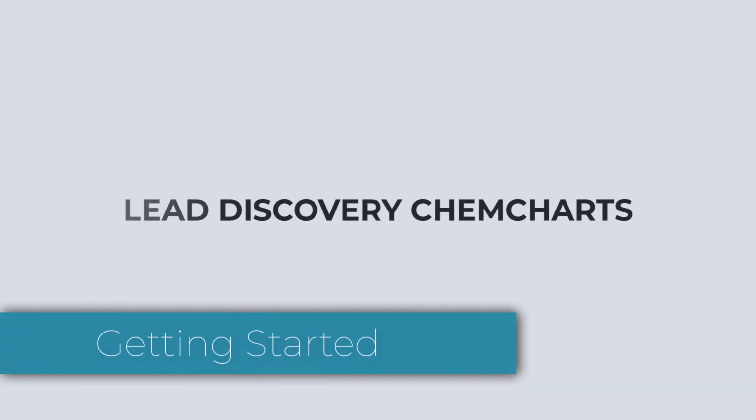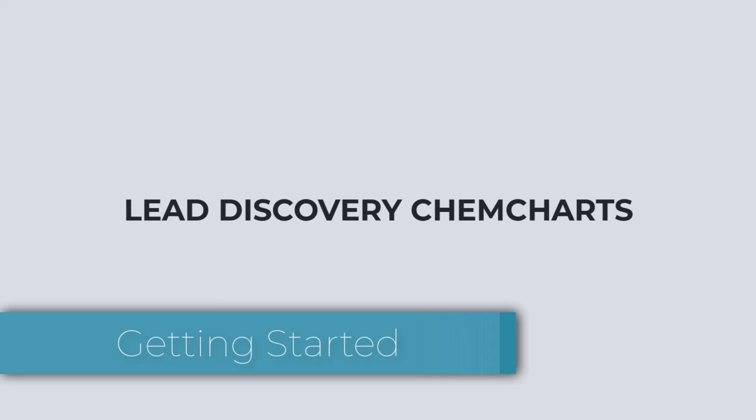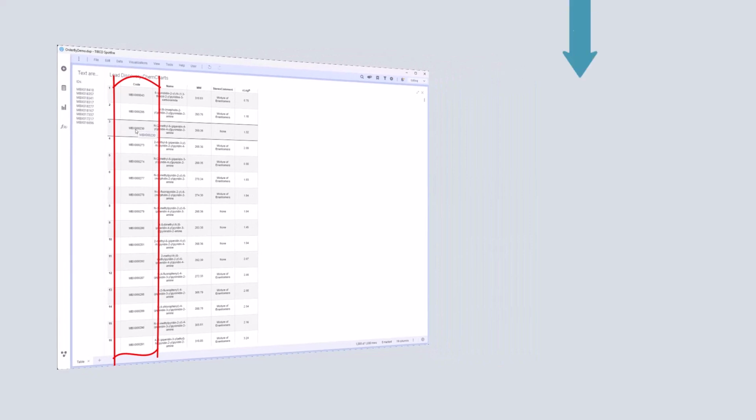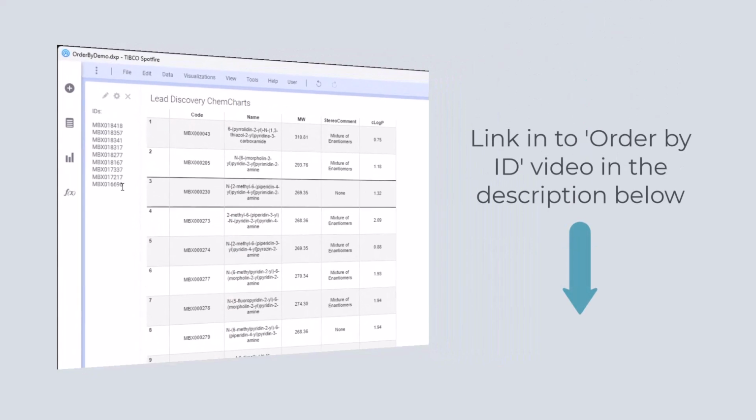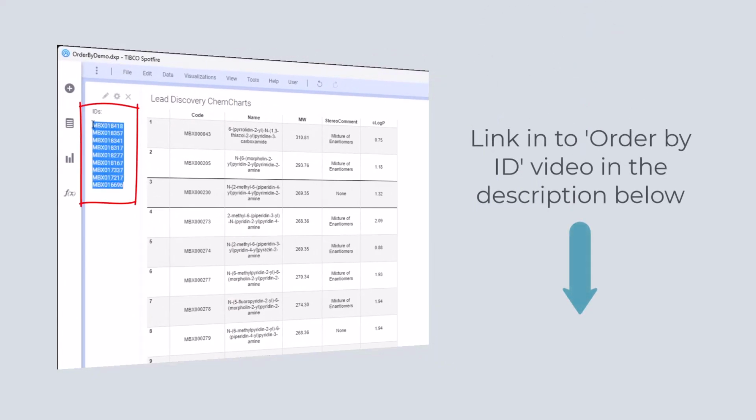Hello everyone. In this video, I'll be demonstrating how to write a Spotfire data function using Lead Discovery ChemCharts. The data function I'll be writing is called order by ID, or order by identifier. And this video may make a little bit more sense if you understand first how that data function works.